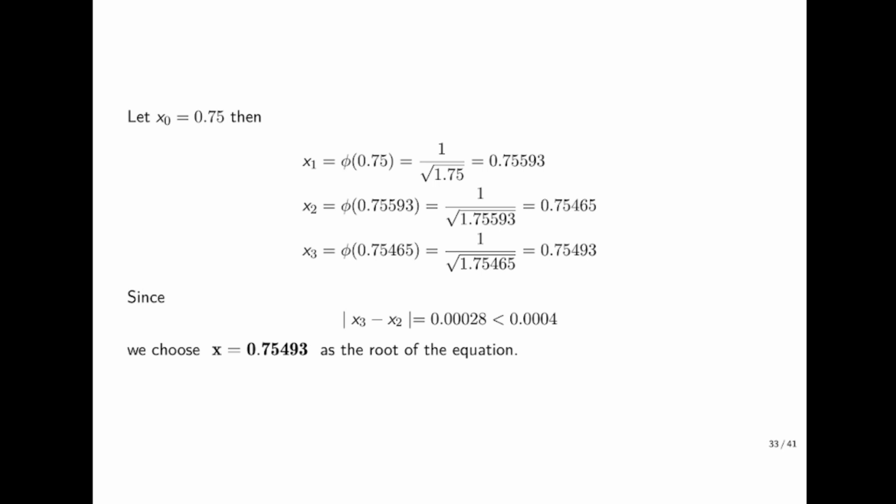x2 is phi of 0.75593, which is equal to 0.75465. Similarly, we will calculate x3. But at this stage, we can find that the difference between x3 and x2 is less than 0.0004. So we will choose our root as x equal to 0.75493, which is actually your x3.